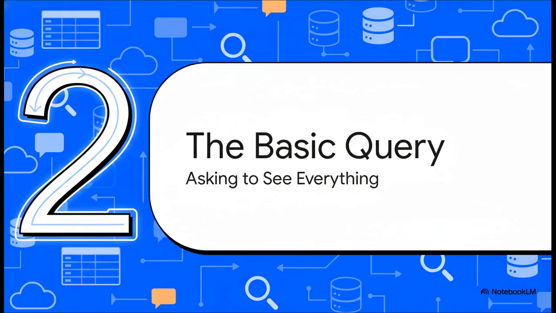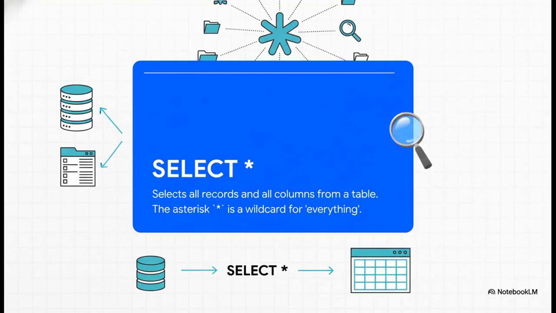Okay, so where do we even start? Well, before we can find that one specific piece of data, sometimes we just need to get a lay of the land, see what's actually in the table. This is the simplest, most fundamental question you can possibly ask a database. And the command for this is select everything.